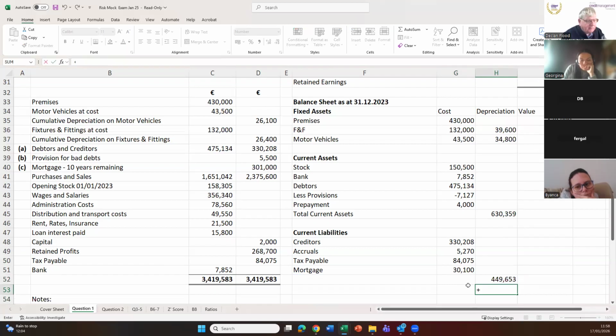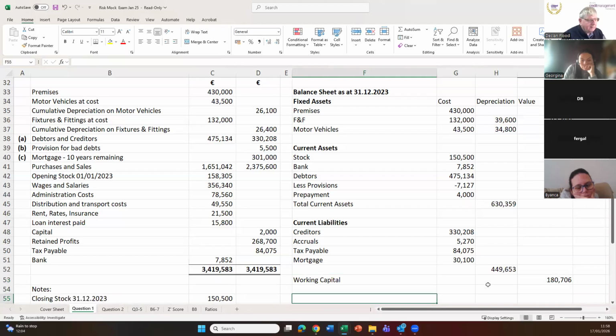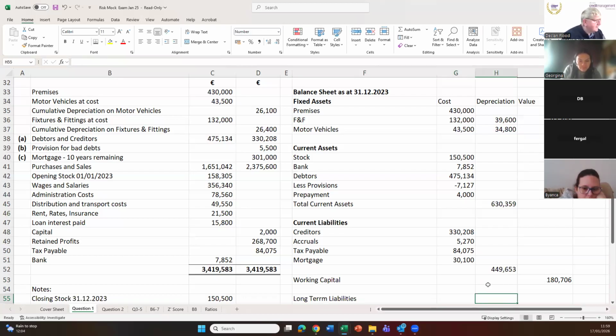Then I add my current assets. No, I'll do it over here. I add my current assets, subtract my current liabilities, and that gives me our key figure, which is working capital. That's my working capital figure. Then I have my long-term liabilities. And my long-term liabilities is my mortgage, which is 301,000.